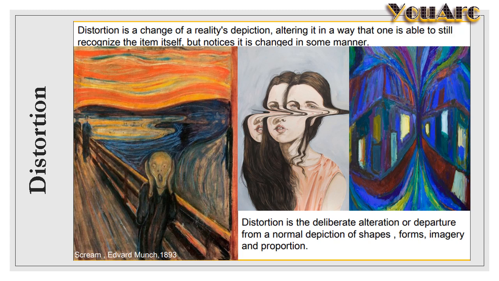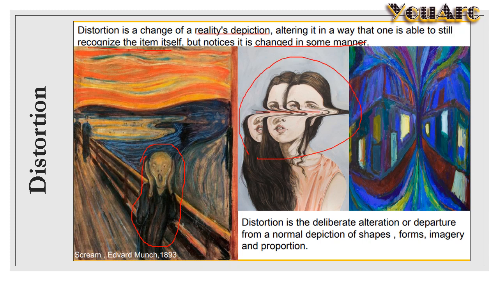Distortion. Distortion is change of reality's depiction. It is like altering in a way that one is able to still recognize the item itself, but still notice that it is changed in some manner. So we can recognize the item, we can recognize things, but we will also feel that something is being changed there. See this figure, there is a human, it is a human figure, but still we can feel that something is being changed here. Even here it is a portrait, but we can feel something is being changed here.